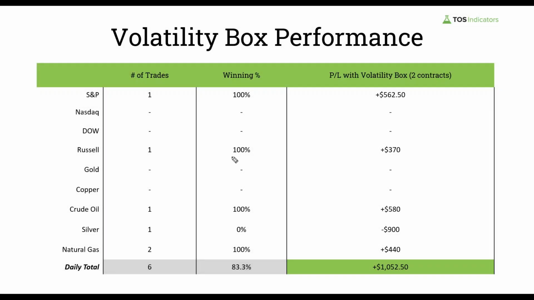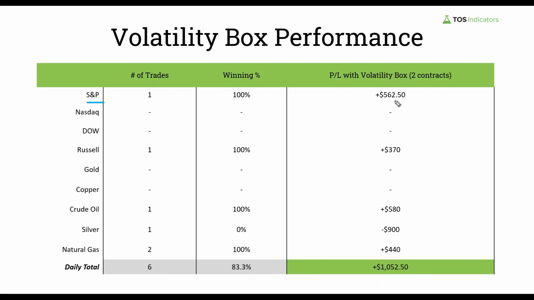Good afternoon, everyone. In today's video, we're going to talk about the volatility box setups that took place for today, August 4th, 2020. Today in particular, we had 6 setups that took place. 5 out of those 6 setups were winners, so a net winning rate of 83.3% for a net P&L of positive 1,052.50.